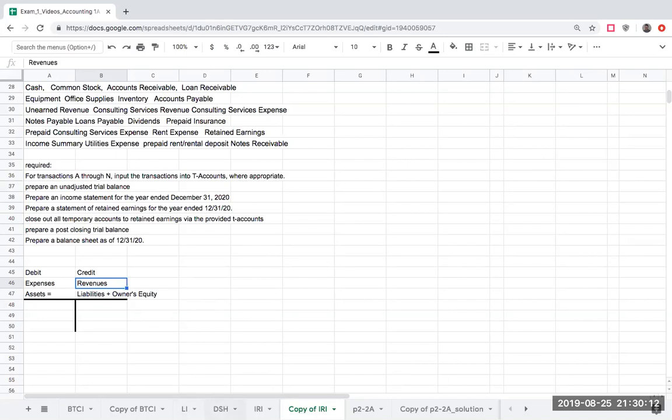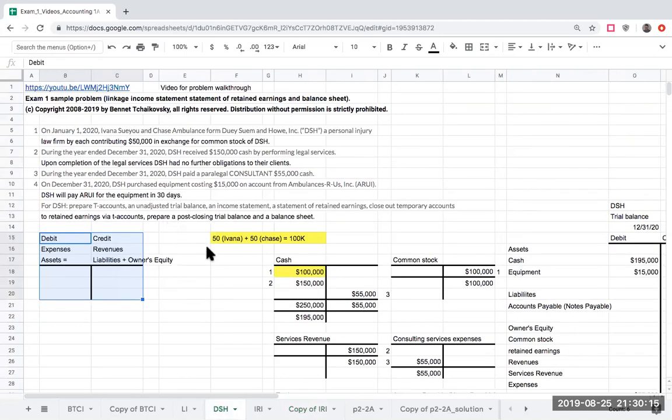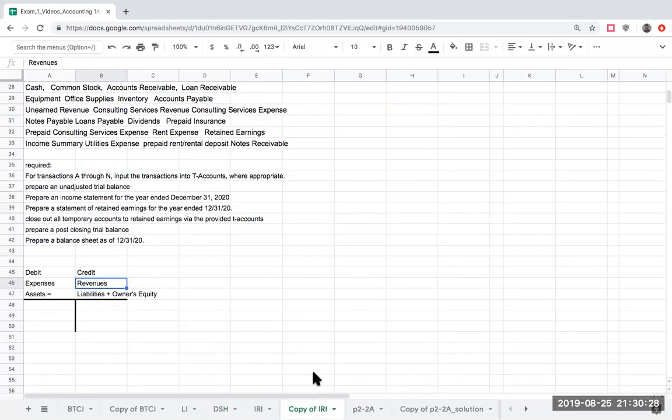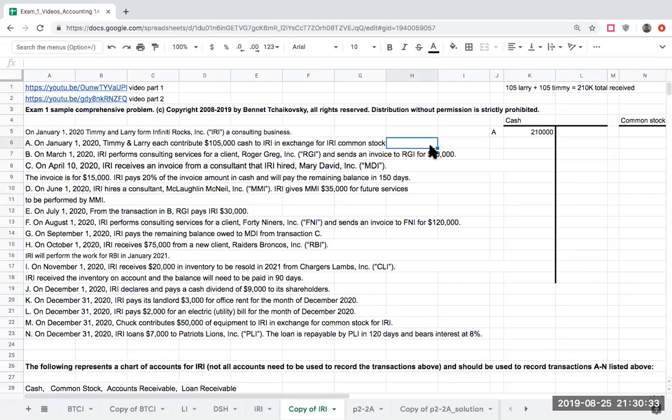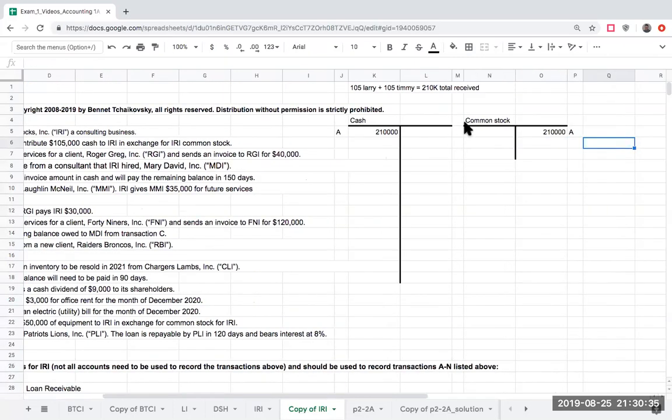So when I perform services over here, regardless of whether or not we receive the cash, what did I credit? It's revenue. Services revenue, okay? So right over here for transaction B, I performed the services. So what I need to do is credit over here services revenue.